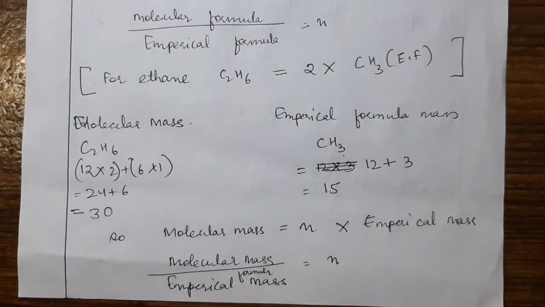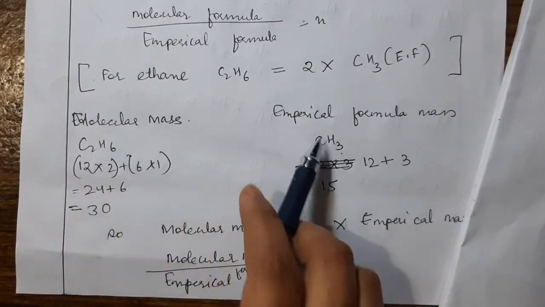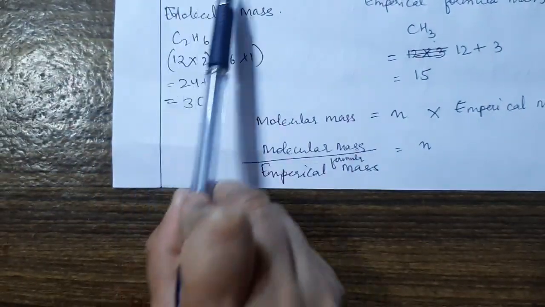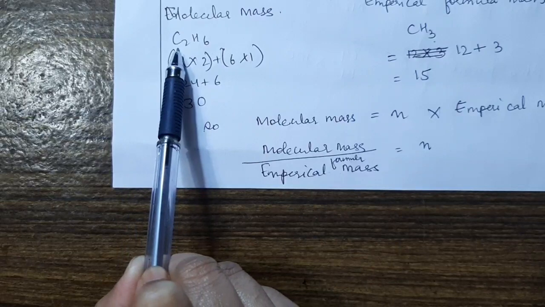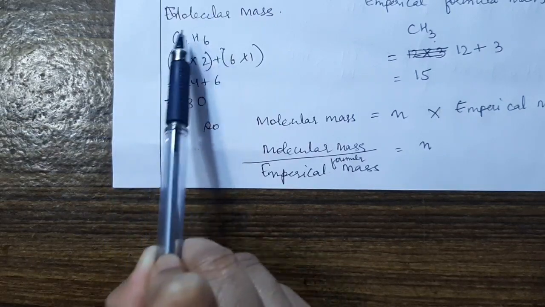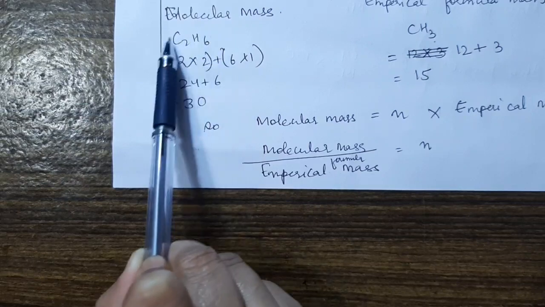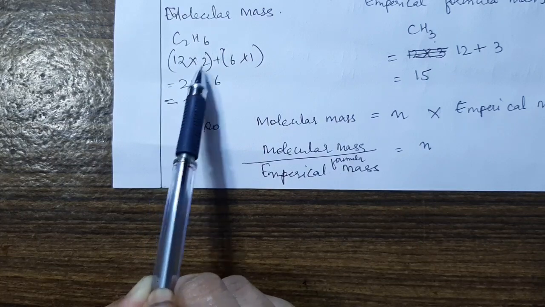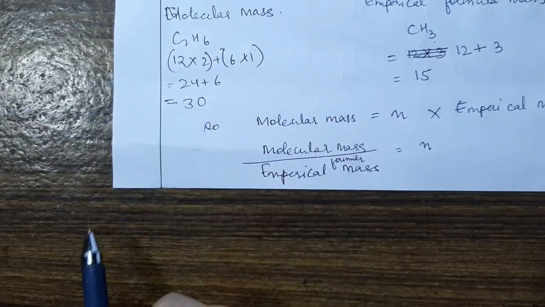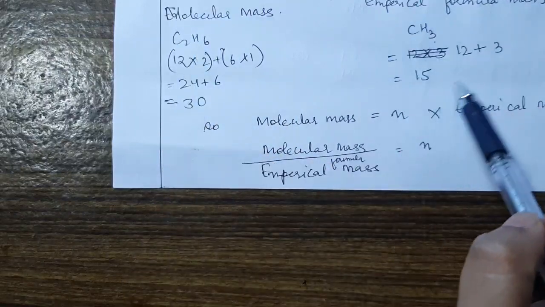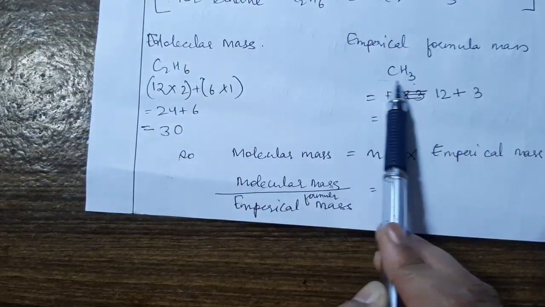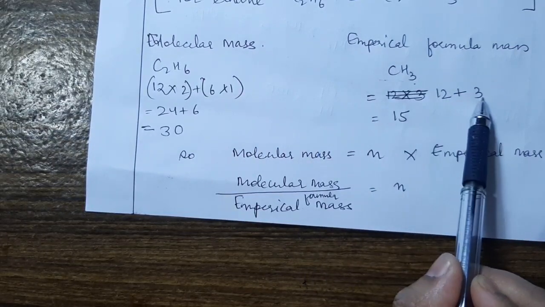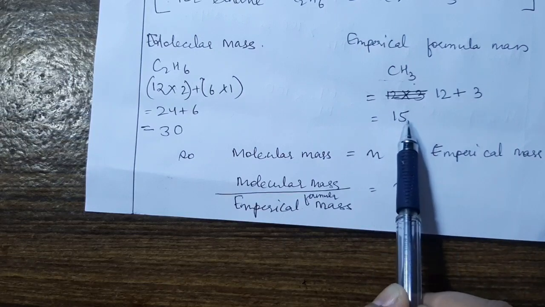Then another one. Let's see the molecular mass and the empirical mass. Here again let's take ethane only. The molecular formula is this one, and we can easily find the molecular mass from it. Carbon is 12, and how many carbon atoms are there? 2. Plus 6 into 1. So we got 30. Molecular mass is 30. Then the empirical formula of ethane is CH3. From here we can easily find the empirical mass. Carbon is 12 and hydrogen is 3, so 12 plus 3 becomes 15.